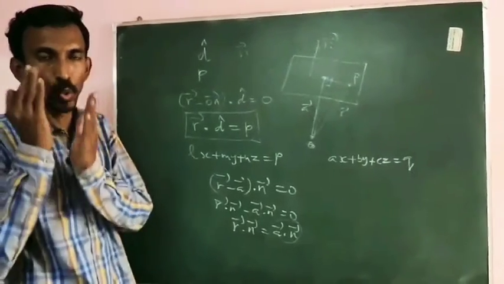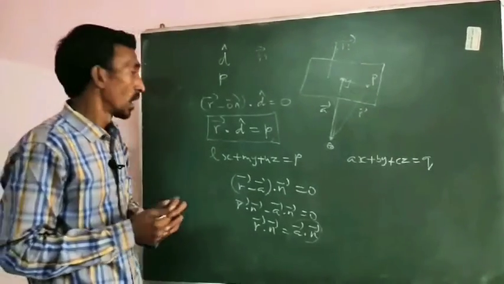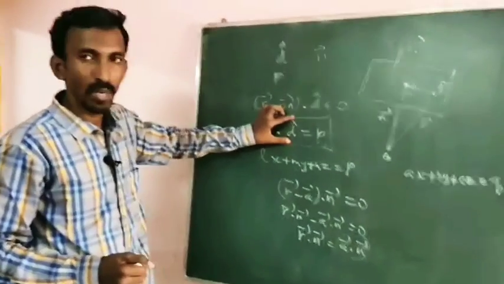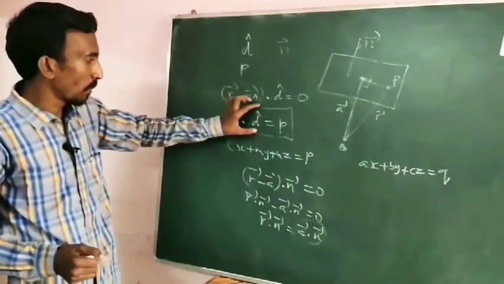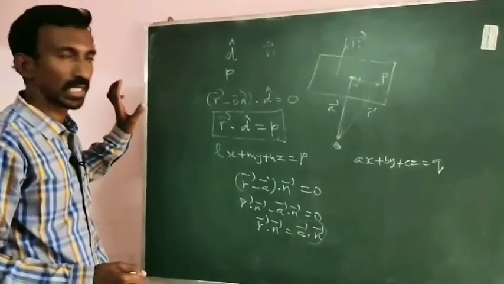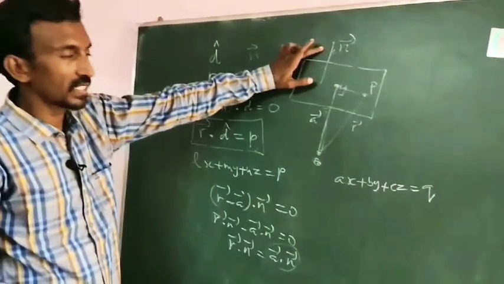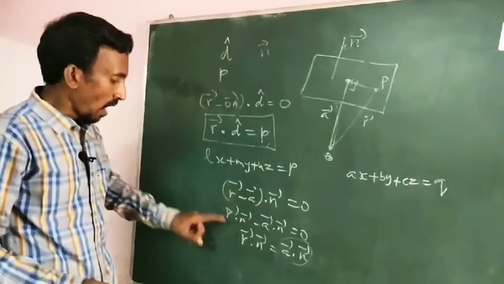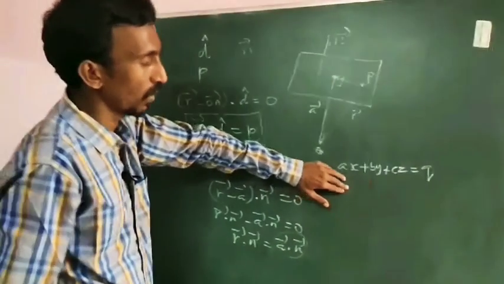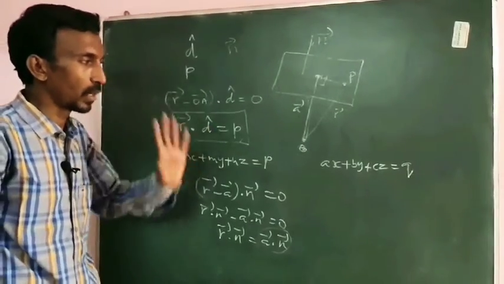So now we have seen two different forms of plane equation, both vector form and Cartesian form. First, a perpendicular distance from the origin and a unit normal are given: R dot D cap equals P is the vector form, and Lx plus My plus Nz equals P is the Cartesian form. Second, a point on the plane and a normal vector are given: R dot N equals A dot N is the vector form, and the Cartesian form is Ax plus By plus Cz equals q. So these are the two types of plane equation.